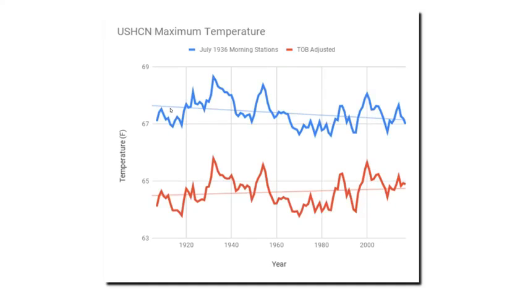In this graph, I compare the trend of the morning stations with the trend from the time of observation bias-adjusted temperatures. The morning stations show a cooling trend, and they're not subject to the issues which are used to justify the time of observation bias adjustments. The fact that there's a cooling trend in the non-suspect data tells me once again that the warming trend in the adjusted data is probably incorrect.